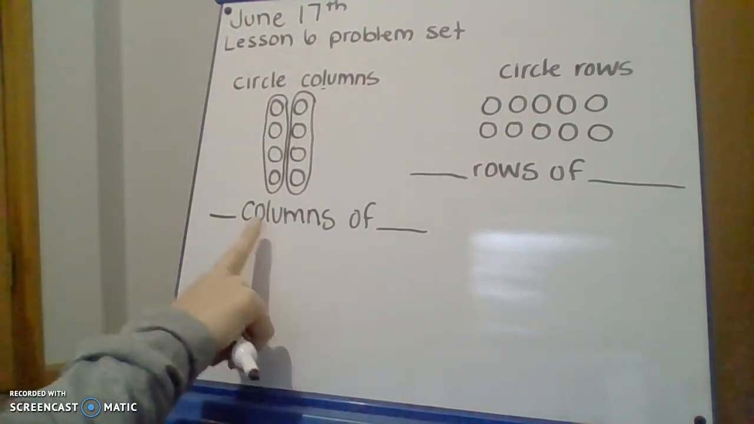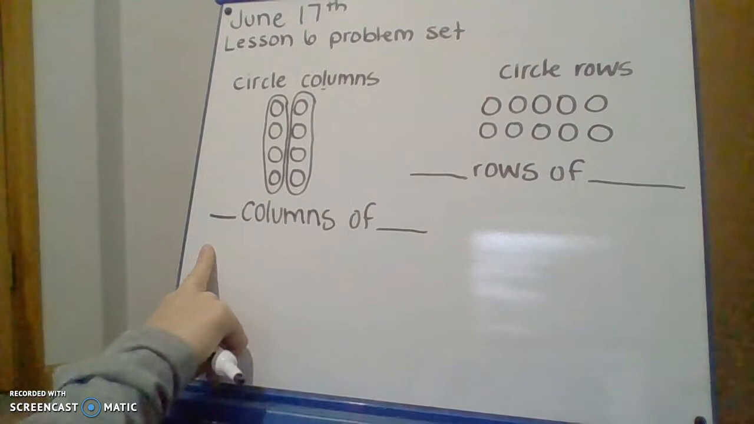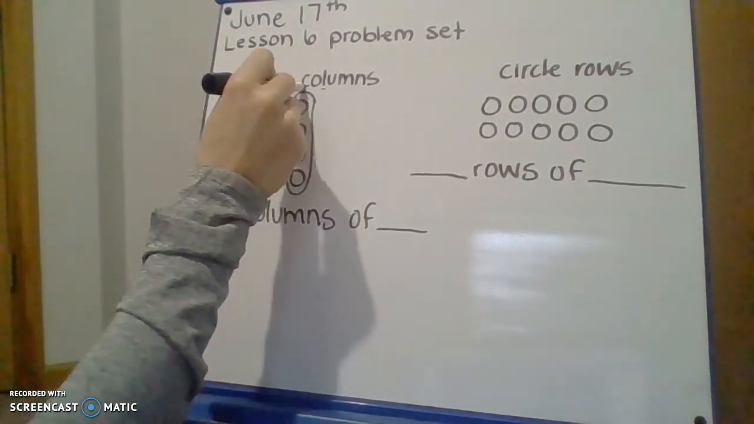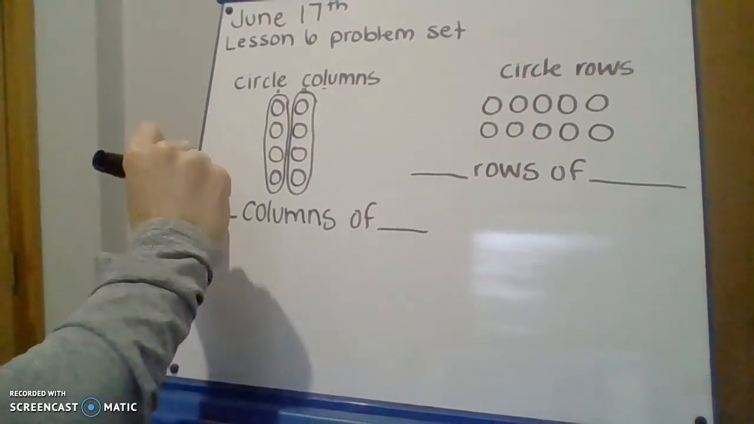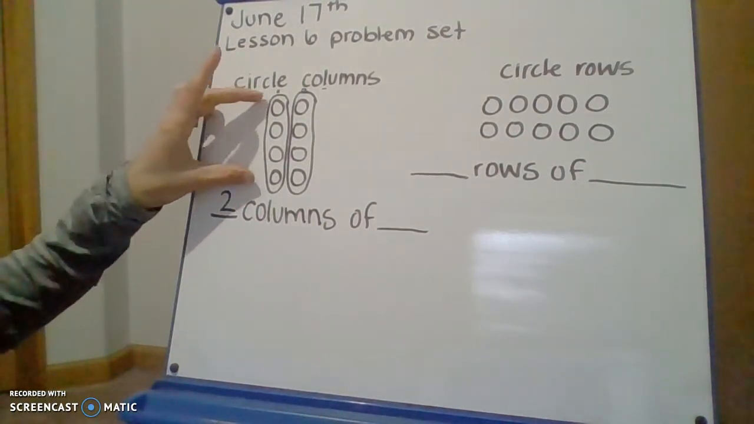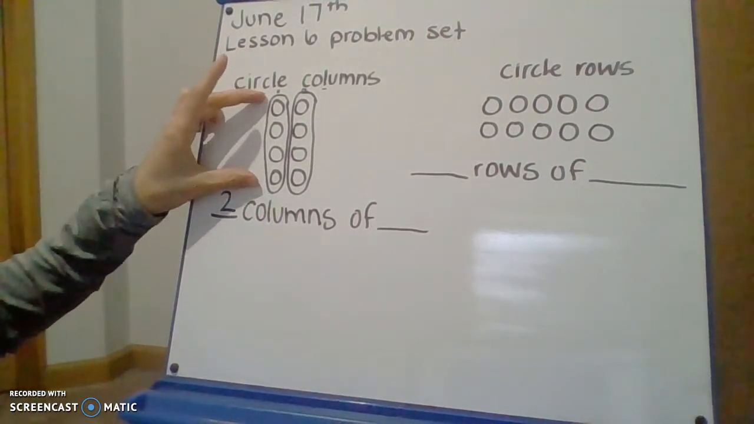So now it says blank columns of blank. Well, how many columns do you have? You have one here. You have one here. So 2 columns of, and then you have to count to see how many are in each column. You can also think of a column as a group, just like we did yesterday.